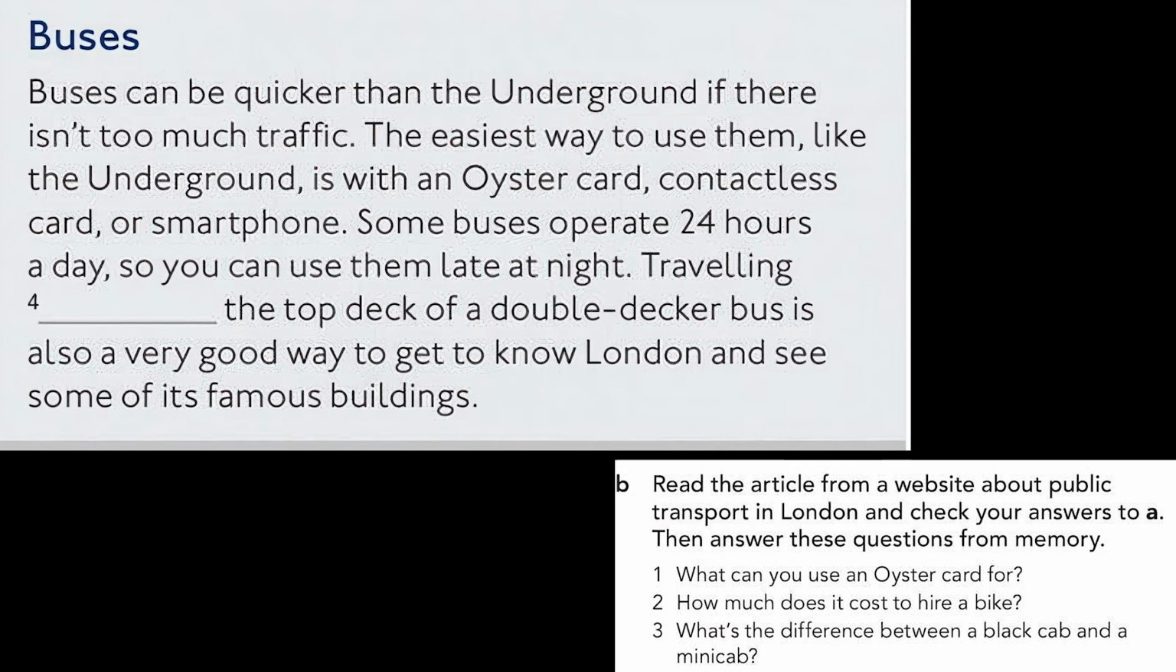Buses. Buses can be quicker than the underground if there isn't too much traffic. The easiest way to use them, like the underground, is with an Oyster card, contactless card, or smartphone. Some buses operate 24 hours a day, so you can use them late at night. Traveling on the top deck of a double-decker bus is also a very good way to get to know London and see some of its famous buildings.